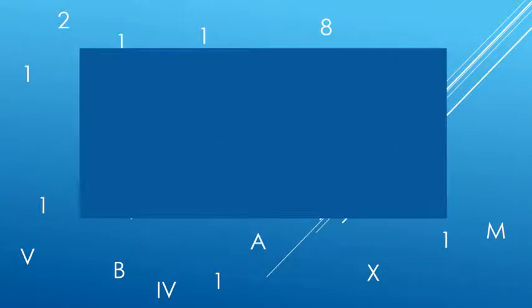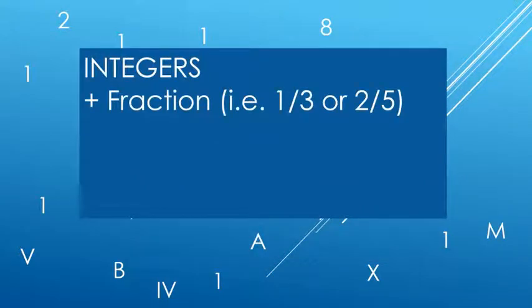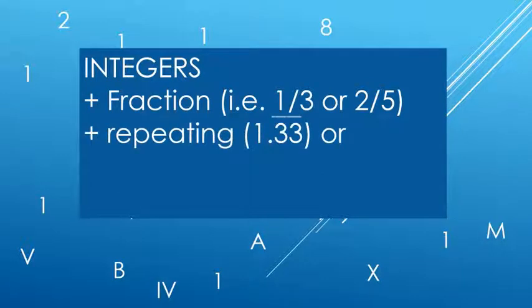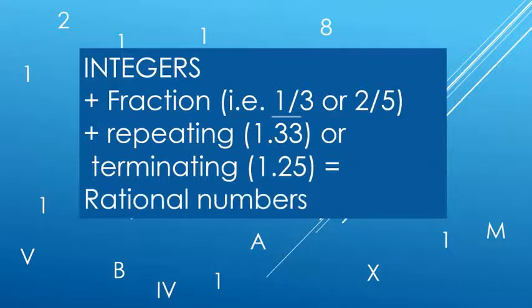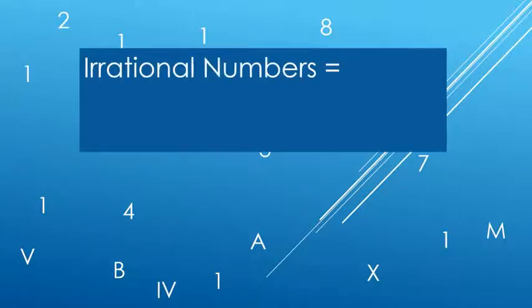Now, if you include to the integers the fractional numbers such as 1/3 or 2/5, and numbers with repeating decimals like 1.33 with the dash line, or the terminating decimals such as 1.25, you will have the rational numbers. Since there are rational numbers, there should also be irrational numbers. Same is true in life. There are rational and irrational people.